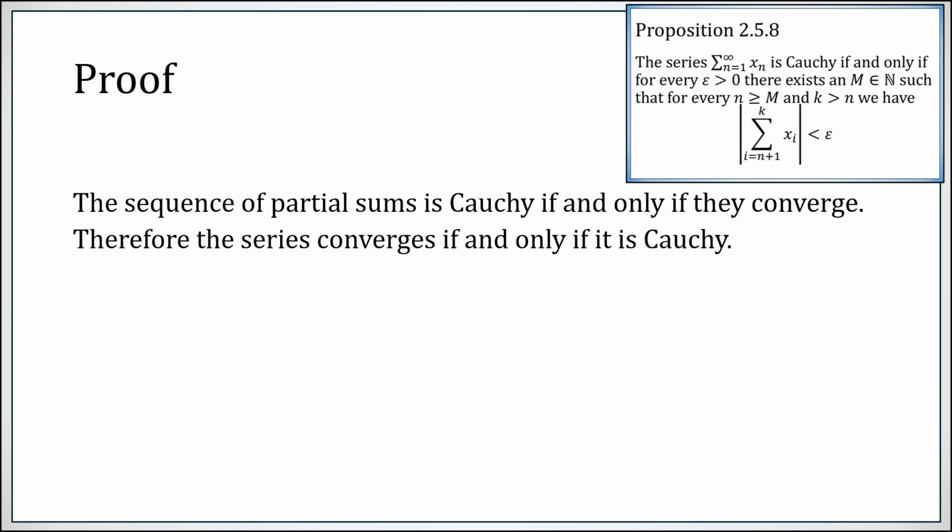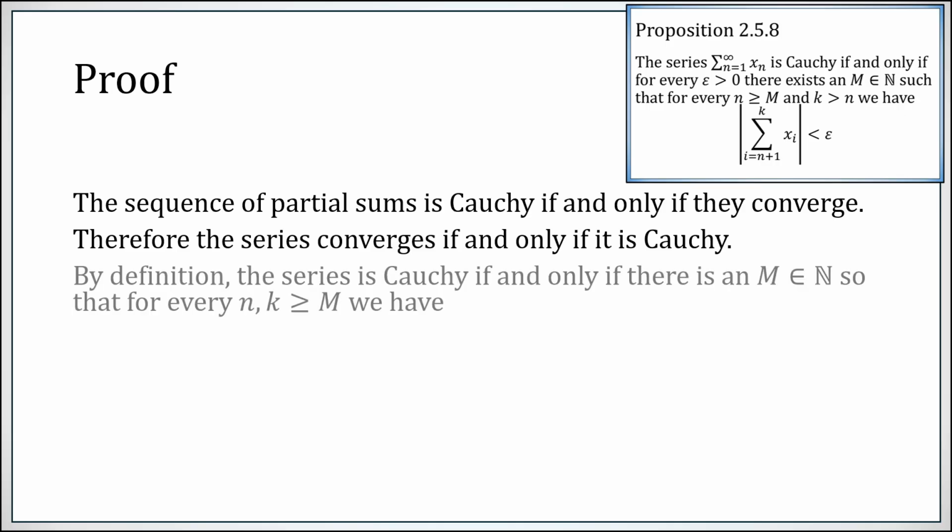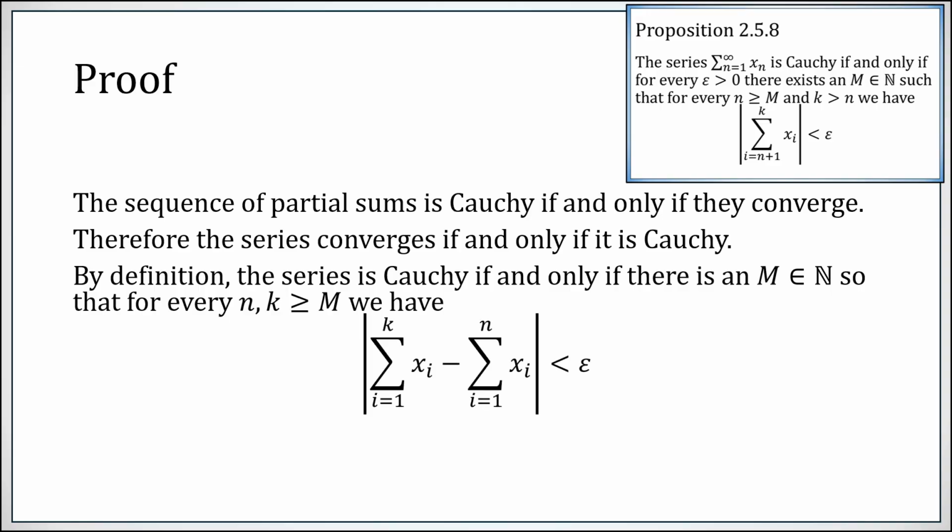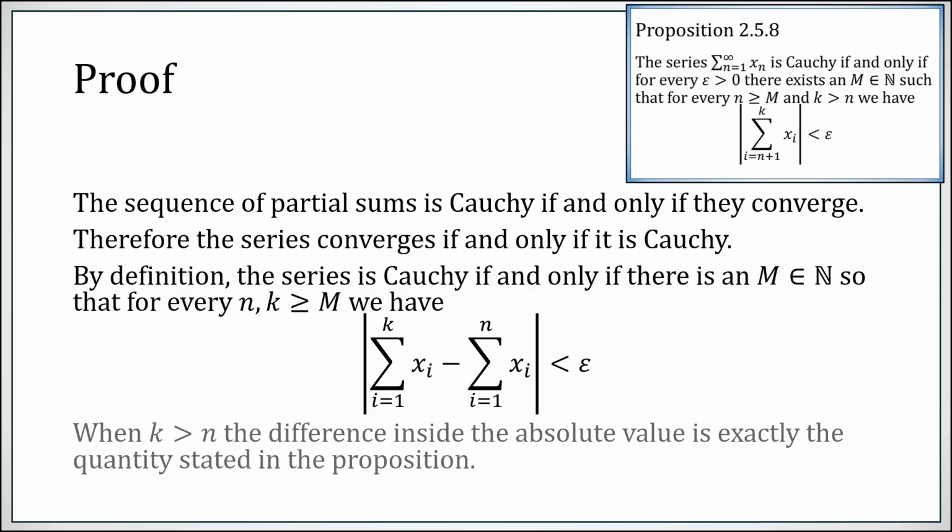Recall that the definition of series convergence is if the partial sums converge as a sequence, and a series is called Cauchy when its partial sums form a Cauchy sequence. So this is immediate just as a term of definition. So by definition, the series is Cauchy if and only if, for any two indices past capital M, the kth partial sum minus the nth partial sum in absolute value is less than epsilon. This is merely stating that the sequence of partial sums is a Cauchy sequence.